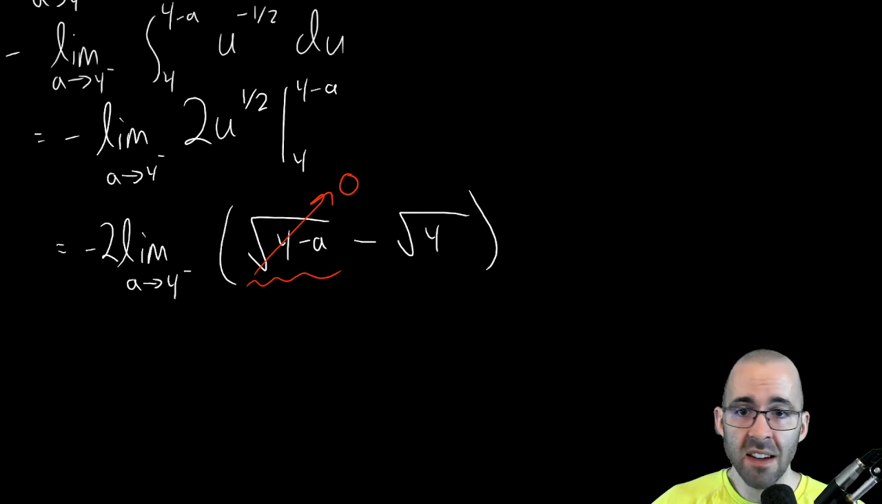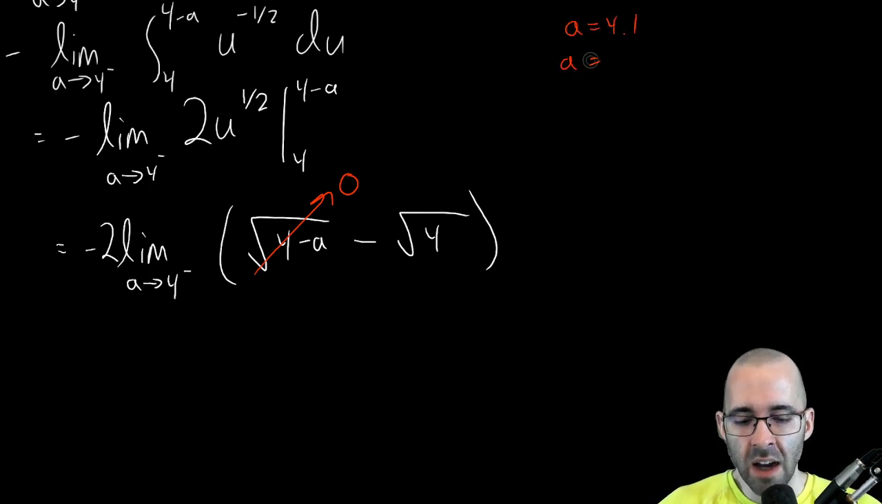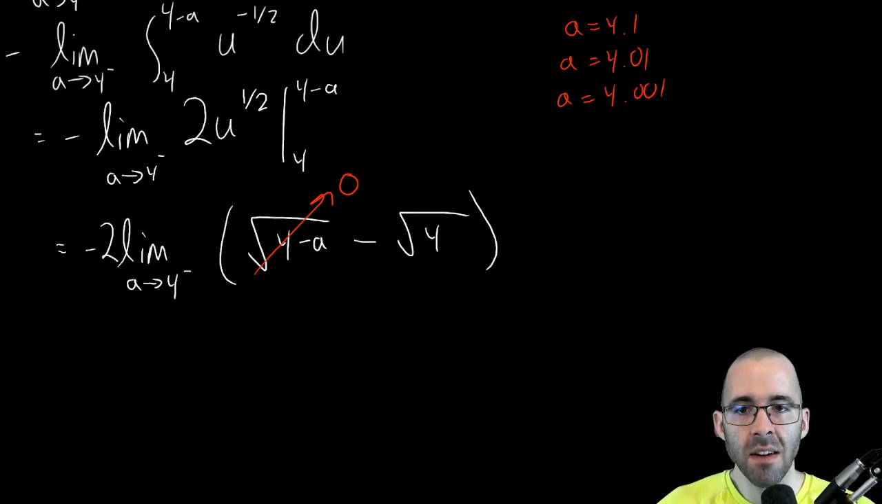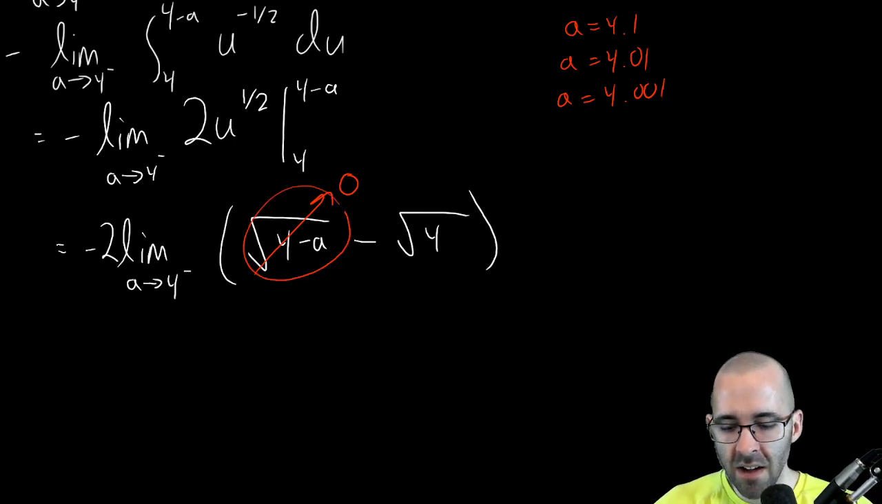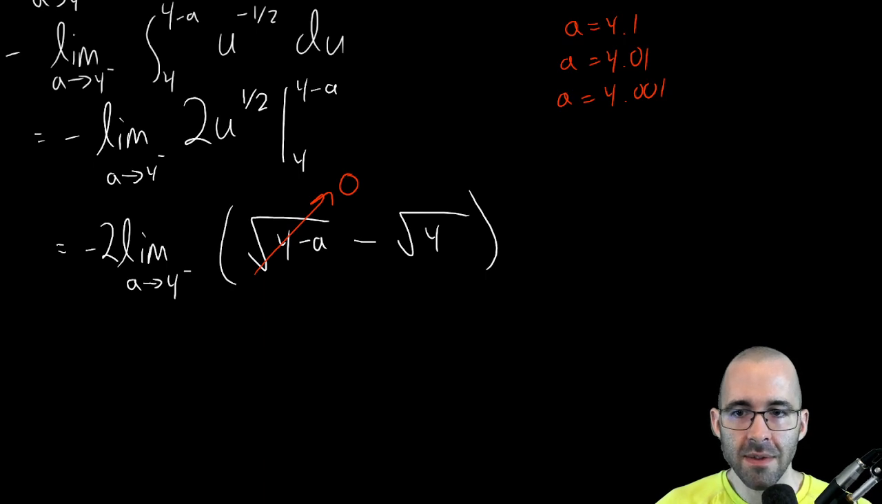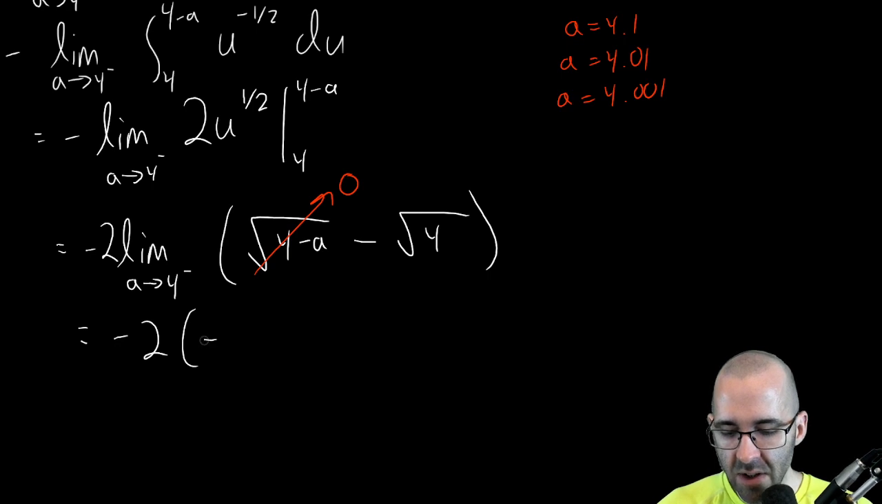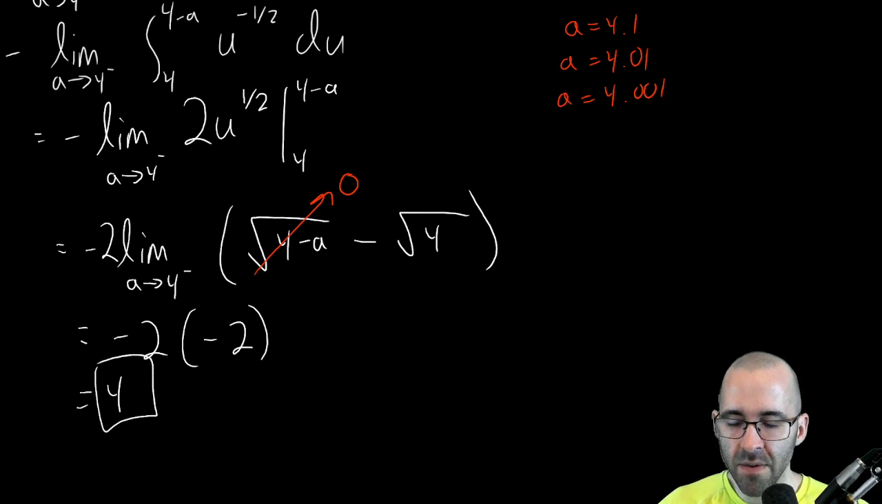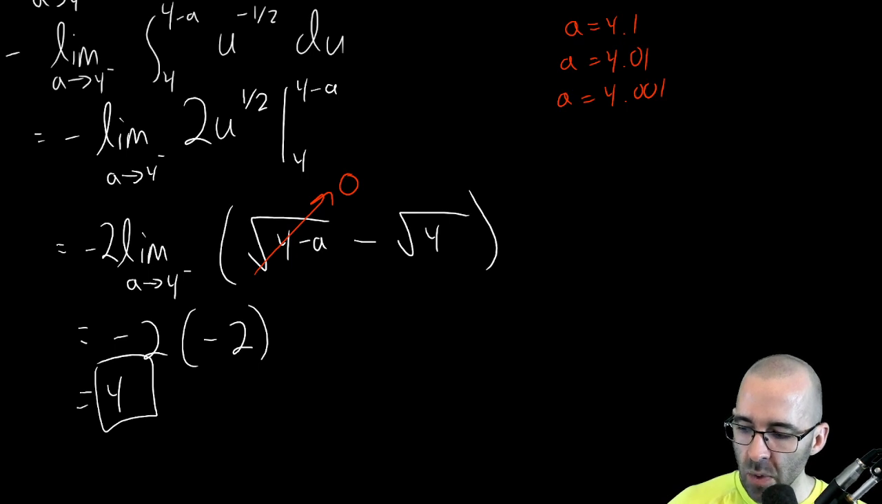This limit does not exist as a approaches 4 from the right. Right? A approaching 4 from the right would be like a equals 4.1, then a equals 4.01, then a equals 4.001, etc. But at all of these values, this is not, it doesn't even exist. Well, it's imaginary. So this limit can be evaluated, and we're just left with negative 2 times negative 2. This area is 4. And again, you could check your answer with Desmos.